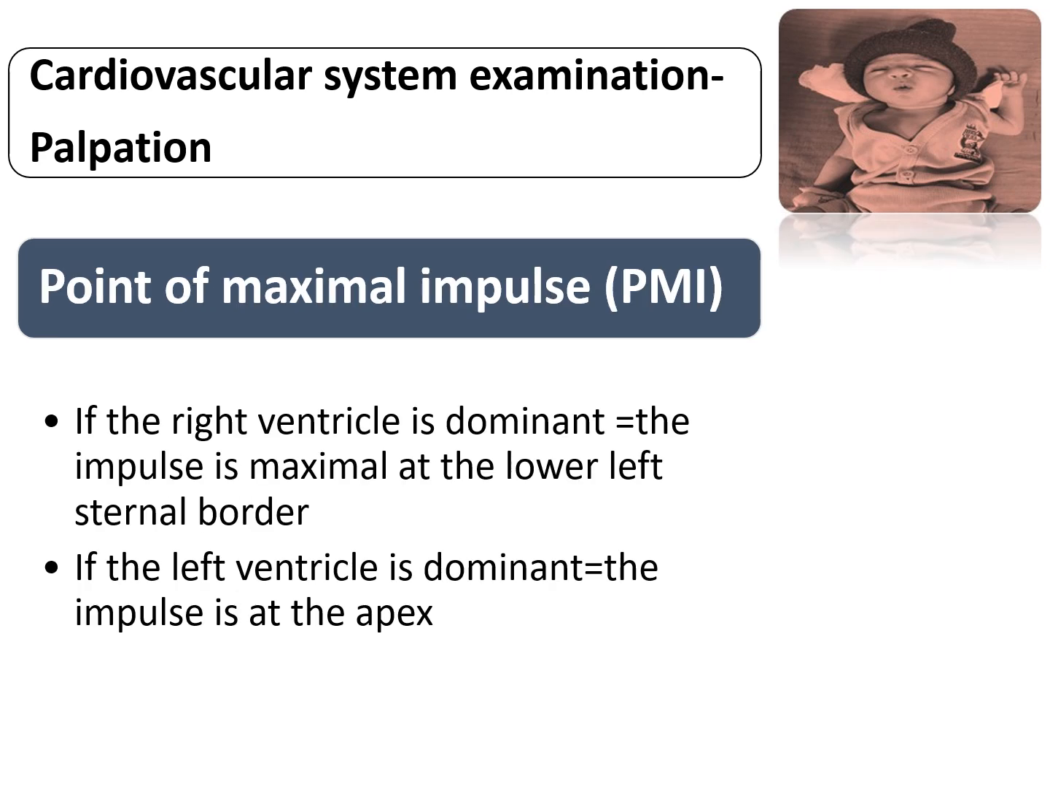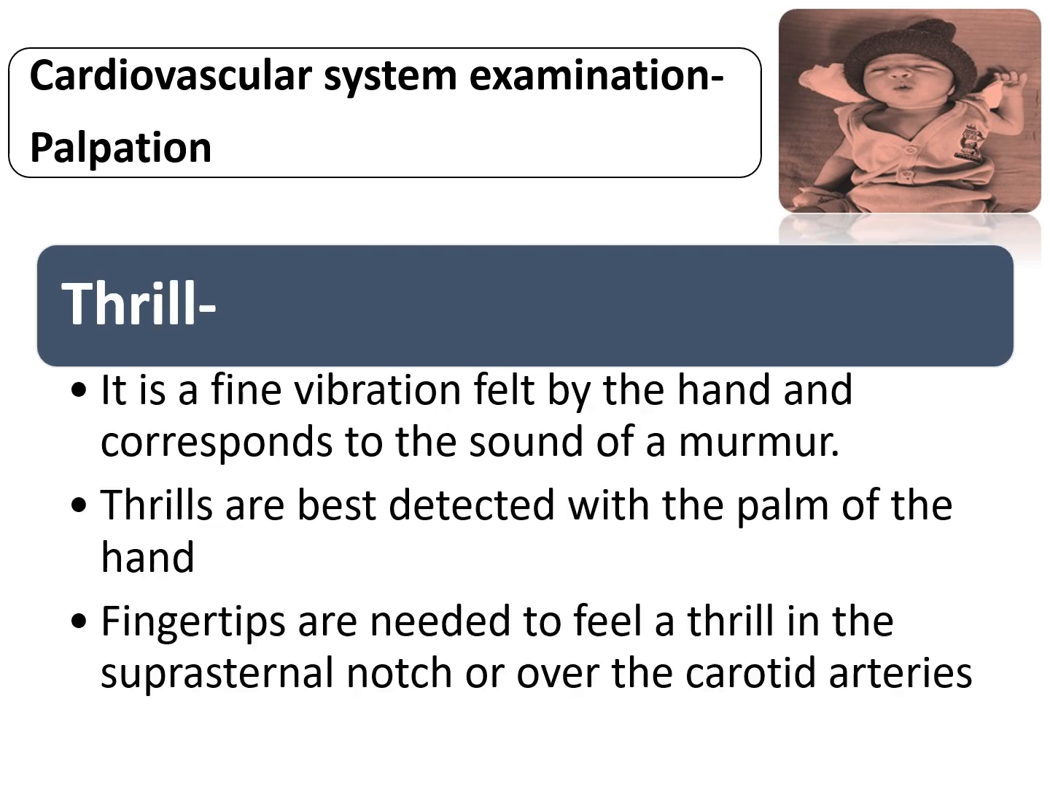After the apex beat, we should palpate for the point of maximum impulse, PMI. It is the area where we can palpate the maximum impulse. If the patient has right ventricular dominance, then it is felt at the lower left sternal border. If the left ventricle is dominant, then it is at the apex. And we should use the fingertip to palpate the PMI.